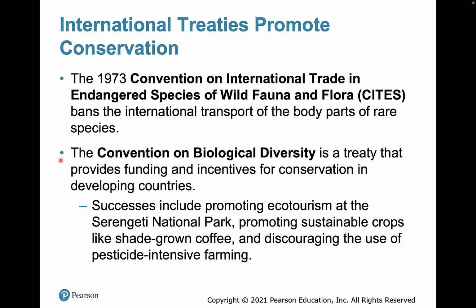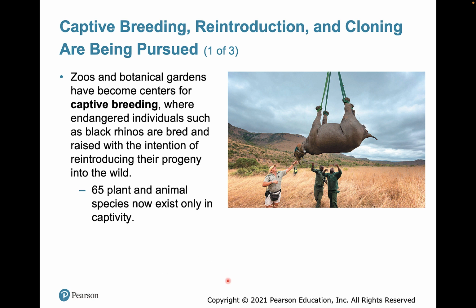So it bans the ivory trade and anything like that from crossing international borders. There's another international treaty called the Convention on Biological Diversity that gives funding and incentives to developing countries that make the environmentally sound choices to conserve biodiversity. So they've invested in Serengeti National Park and sustainable crops and all of these kinds of things to maintain and improve biodiversity.